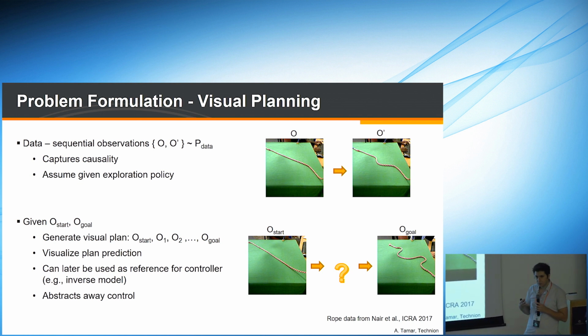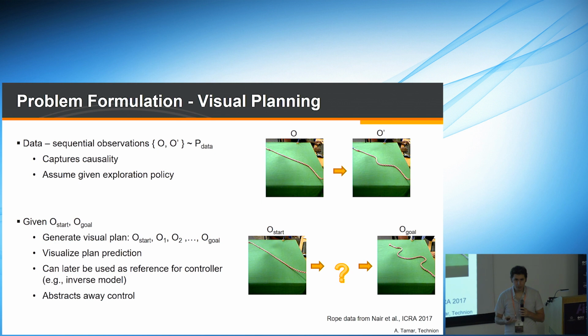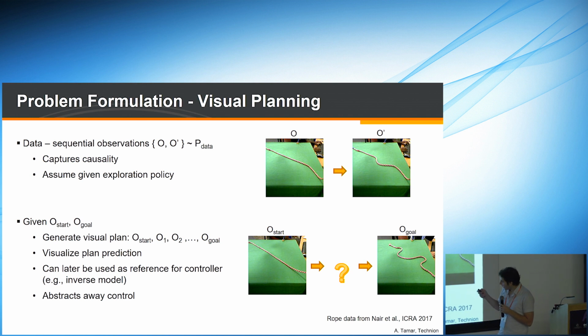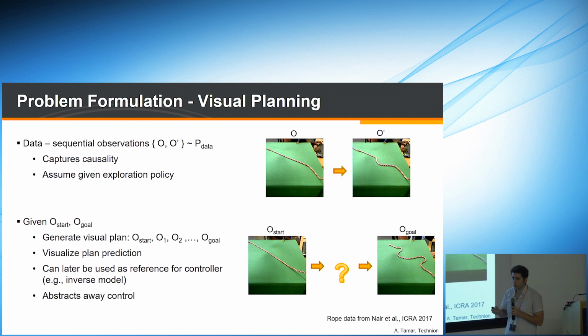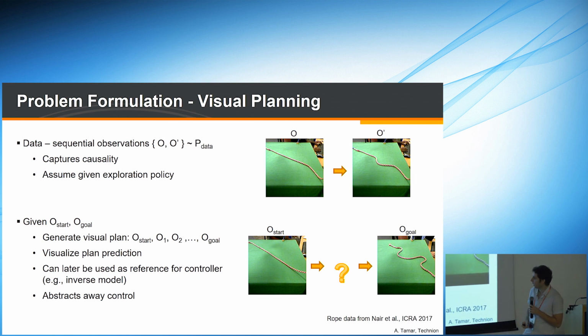Now, if we can solve this problem, then we have a very good basis for later doing control. So we can use it as a reference signal, for example. And note that this formulation abstracts away all the control problem and just focuses on the essential problem of how to understand how an object behaves.